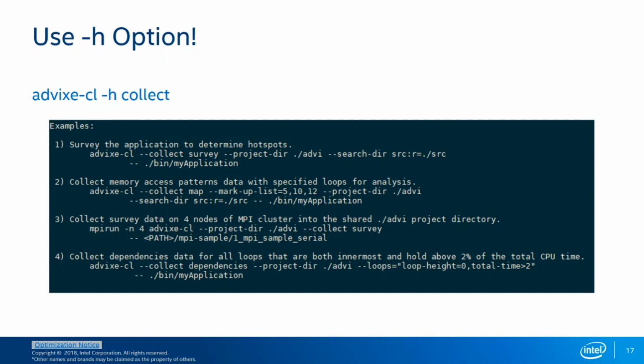If you want to see what options are available for configuring each particular collection, Advisor has a very good help menu. So if you just do vectorization -h collect, it will show you all the different collections that are possible, but then you can string those commands together. So you could do -h collect survey, and it will give you options for the survey and so on.